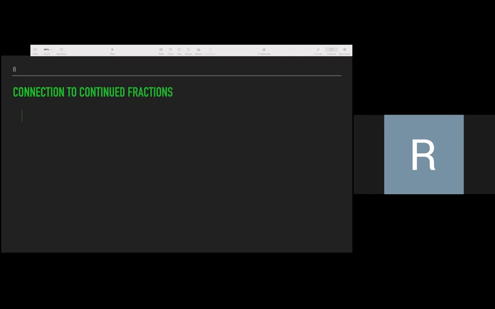So I'm going to briefly mention continued fractions because they're pretty intimately related with the Euclidean algorithm. On the left, we have the Euclidean algorithm example that we were just going through.